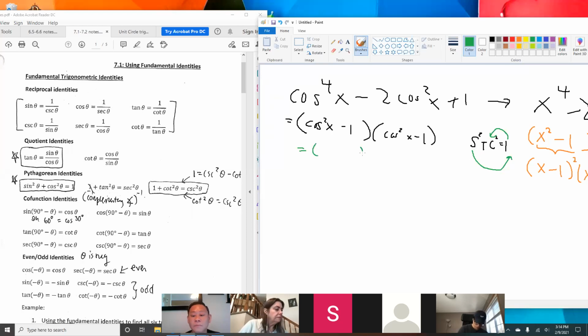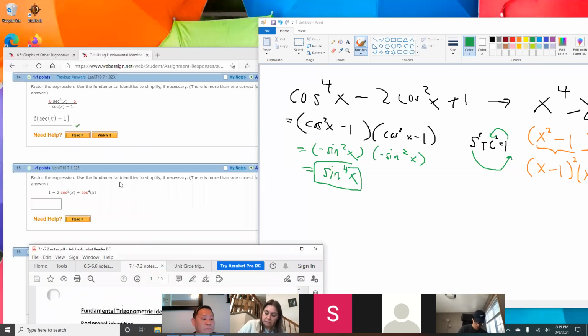Anyone? Negative sine square x. Very good. And this one is also negative sine square x because they're the same. Now you can multiply. What happens when you multiply two negatives? That will become positive. So what is sine square x times sine square x? Sine 4x. So this is your answer for question number 15.